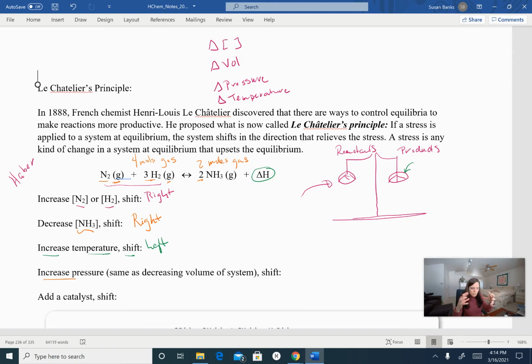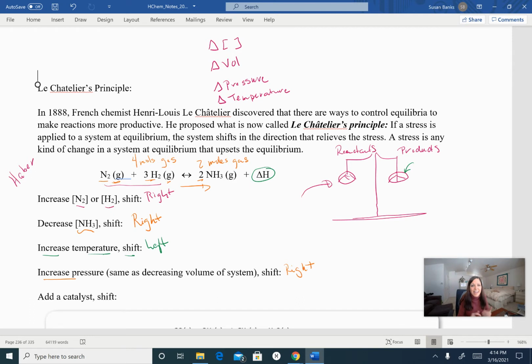So if I'm increasing that pressure, I'm definitely going to want to be smaller. So I'm going to shift to the right to make fewer moles of gas to occupy less space.